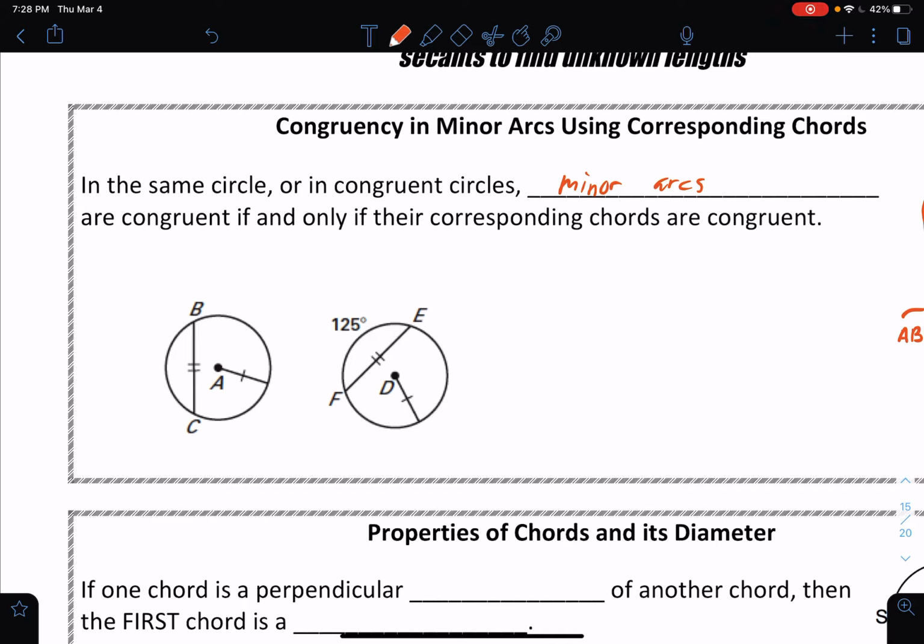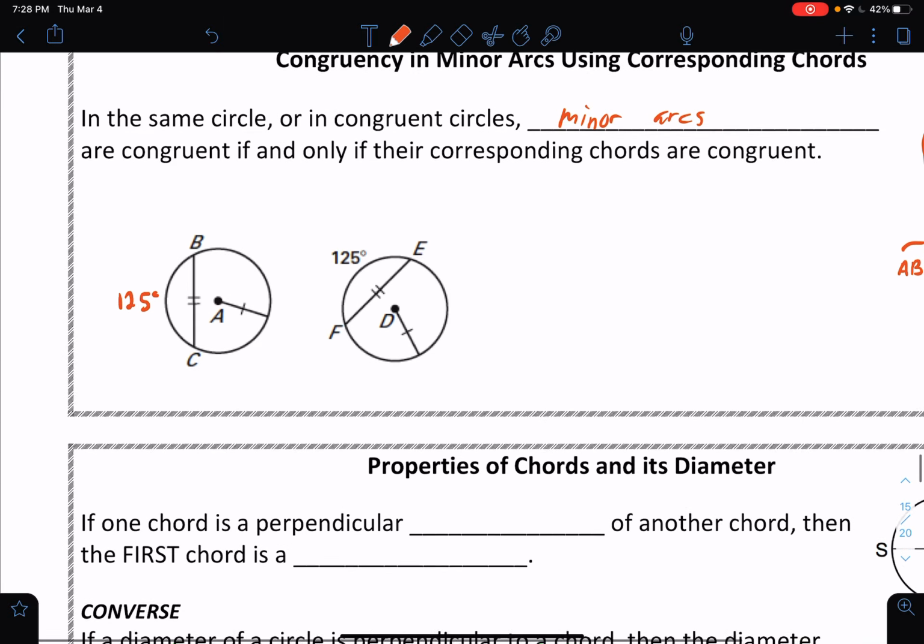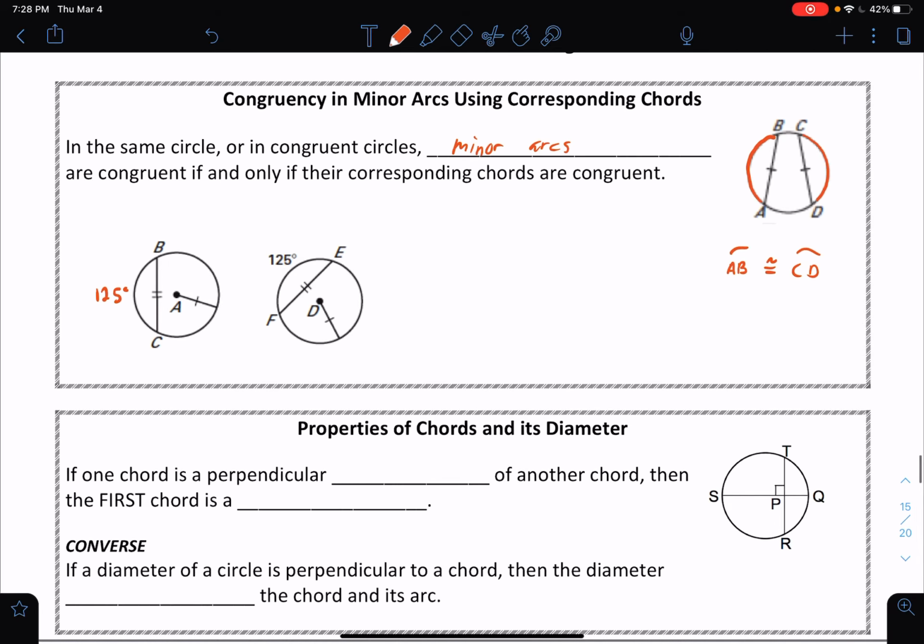Okay? So if we've got a situation like this, where we have congruent circles, both FE and CB are congruent, so this arc of 125 degrees is going to be repeated over here for arc BC. All right, so that's our first relationship.